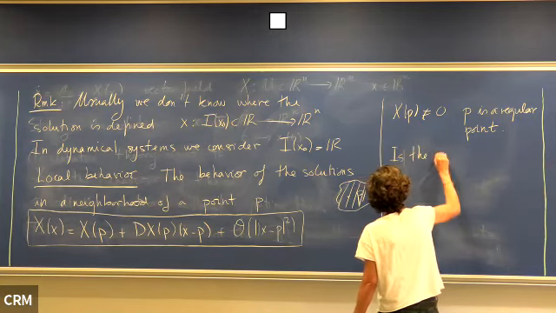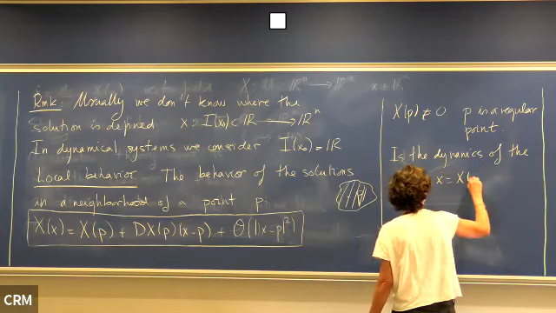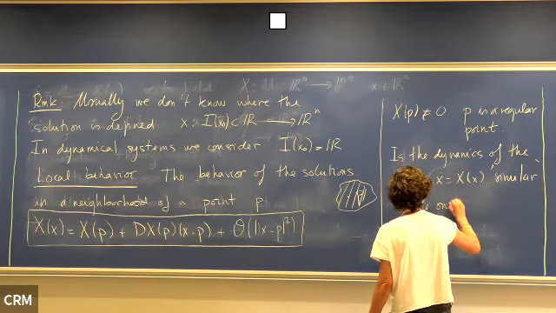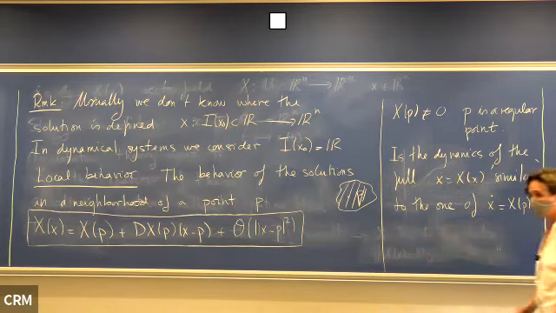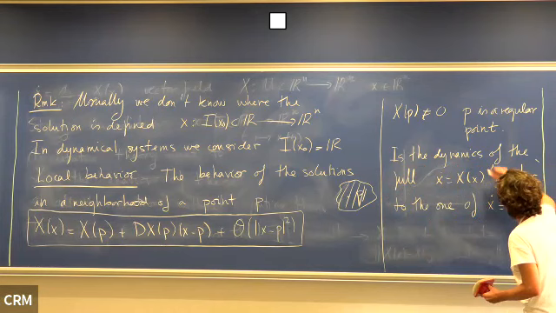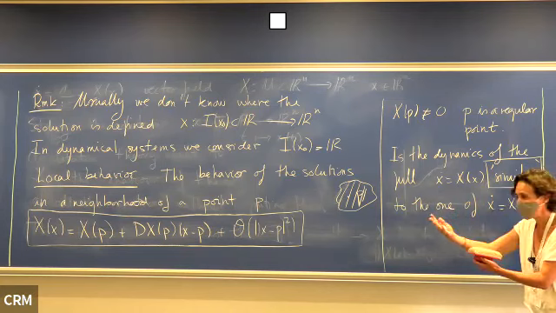The question is whether the dynamics of the full system is similar to the linearized one, because if Taylor is a good theorem, it seems that this has to be true. Yeah. And also I want to say what this similar means. The word similar in maths means something like you can construct a change of variables so that you can see your system in this way.